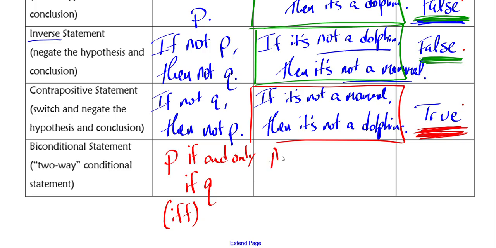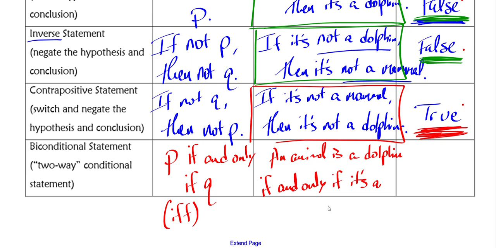So, an animal is a dolphin if and only if it's a mammal. So this one doesn't start with an if statement. It's not if then. You just start the statement. An animal is a dolphin if and only if it's a mammal.